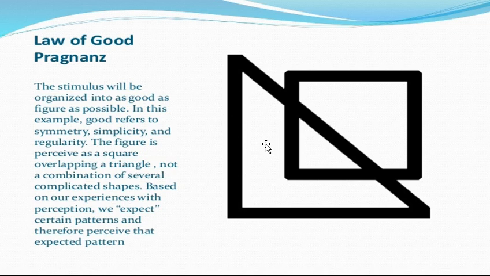So the law of good form or law of good pragnanz says that we coherently organize the stimulus in the environment on the basis of our ability, on the basis of our memory. We tend to organize those stimulus in a simple, convenient way so that there is no difficulty in describing that shape.